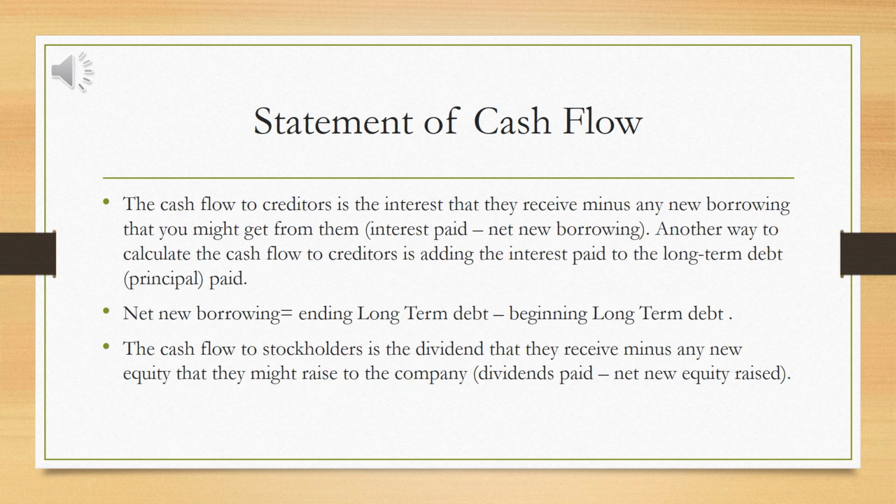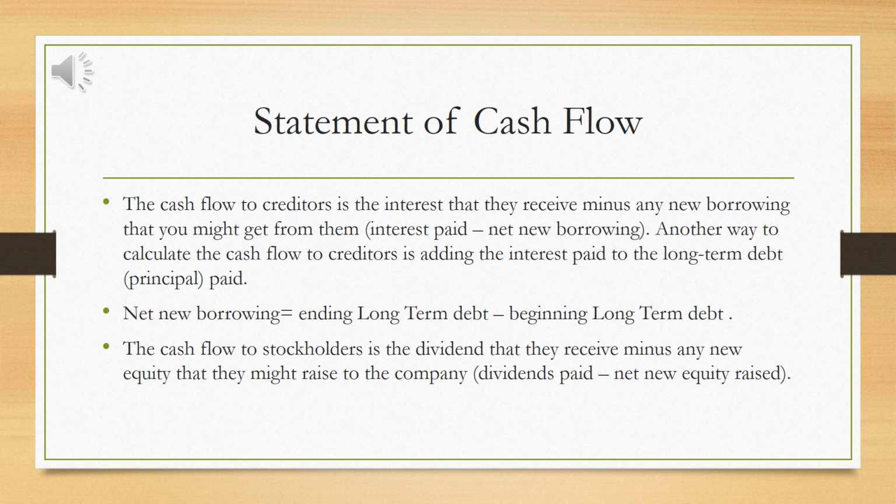The cash flow that goes to the creditors is the interest that they receive minus any new borrowing that you might get from them. So interest paid minus net new borrowing. Another way to calculate the cash flow to creditors is adding the interest paid to the long-term debt paid. Net new borrowing is the ending long-term debt minus the beginning long-term debt.